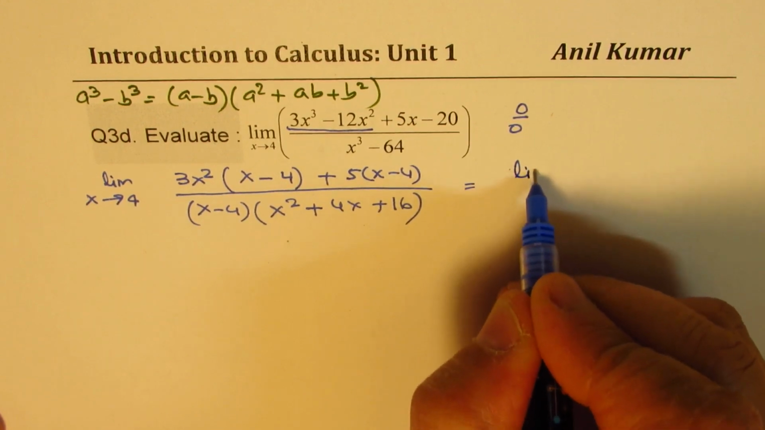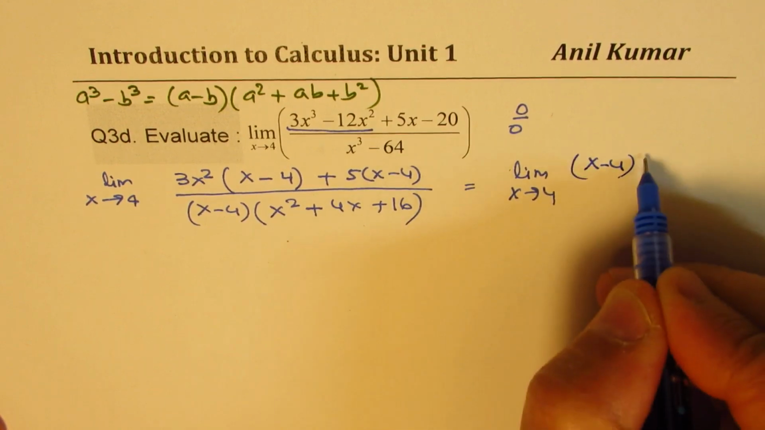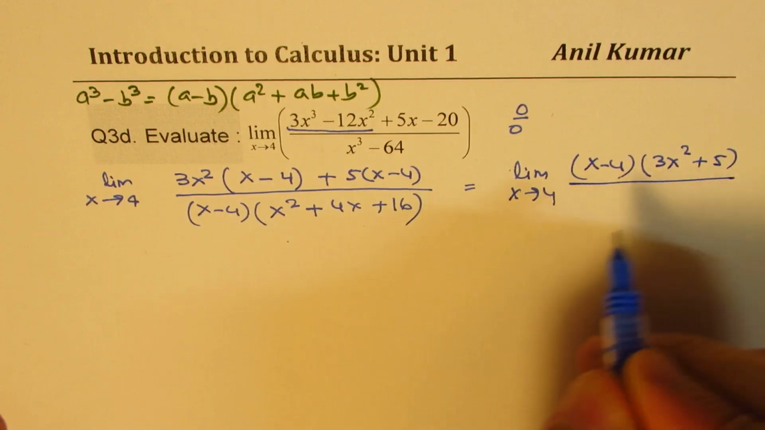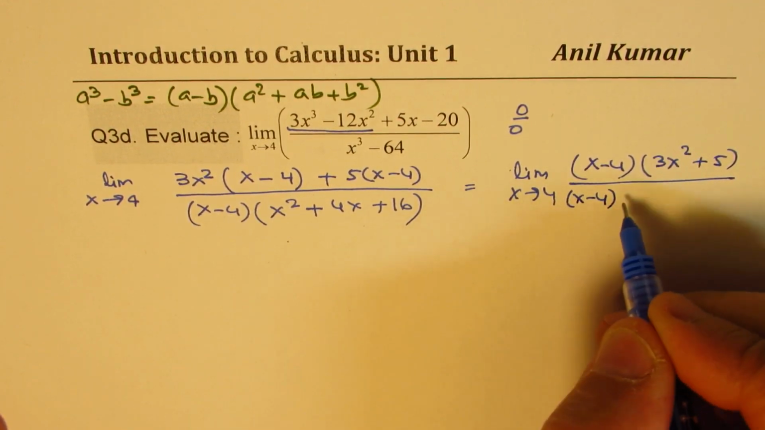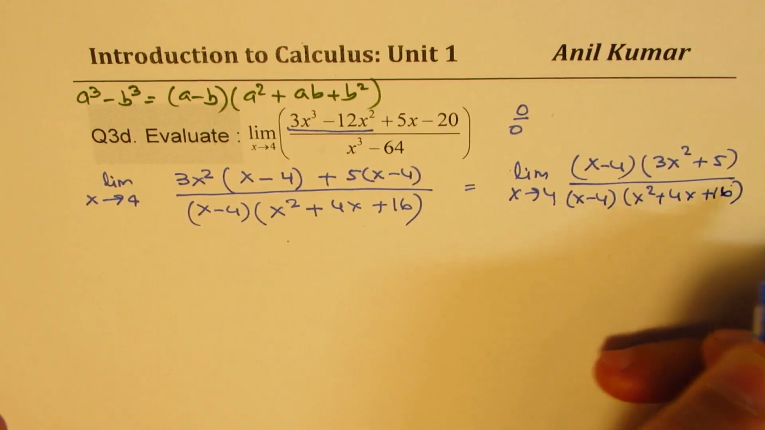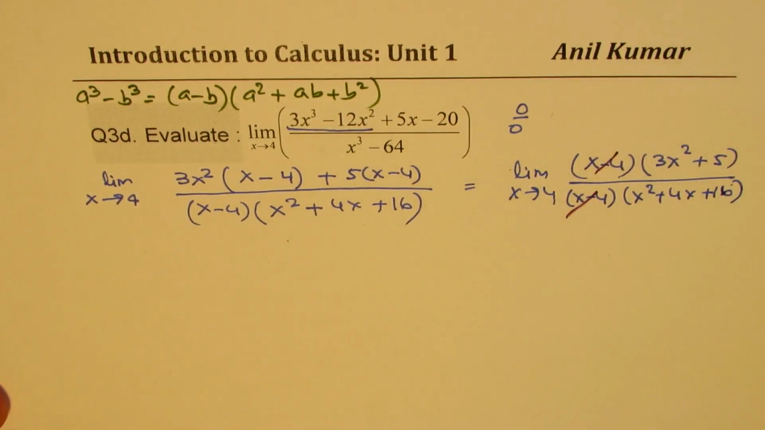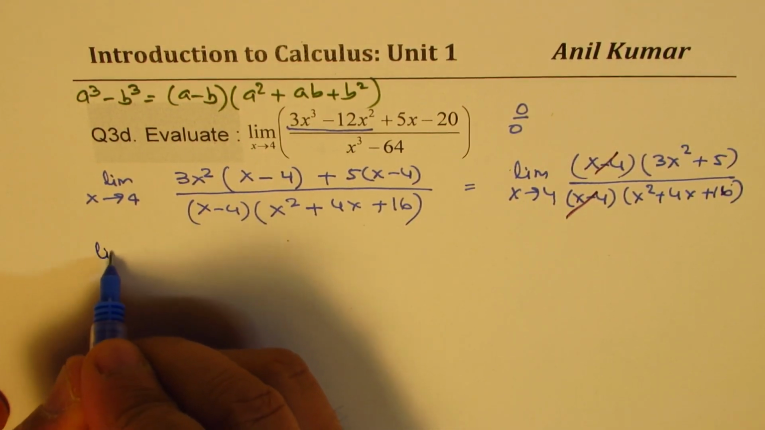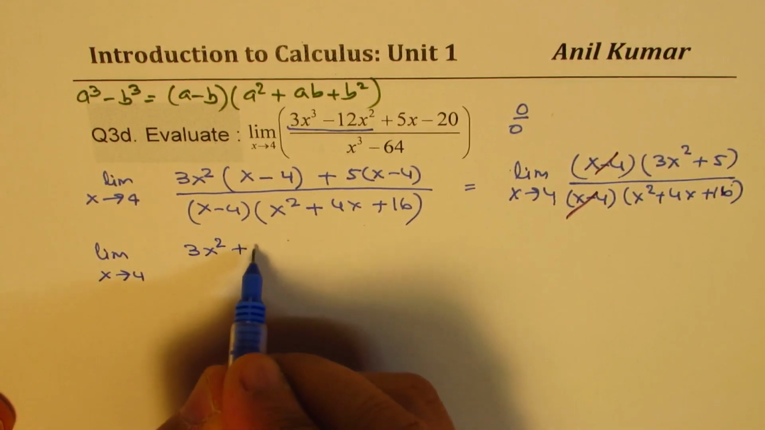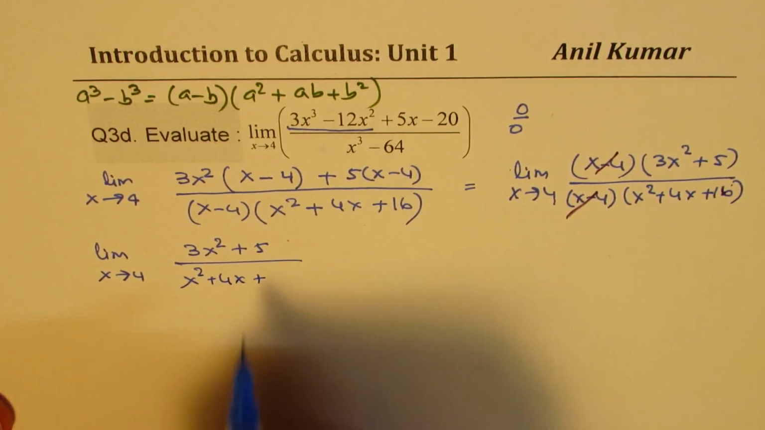Now, in the numerator, we have x minus 4 as a common factor. So I'll take x minus 4 common. We are left with 3x square plus 5. Denominator has x minus 4 as a factor. We have x square plus 4x plus 16 as the other factor. Now, you can cancel the common factor. So again, there's a hole at x equals 4, right? So we get the limit as x approaches 4 of 3x square plus 5 over x square plus 4x plus 16.